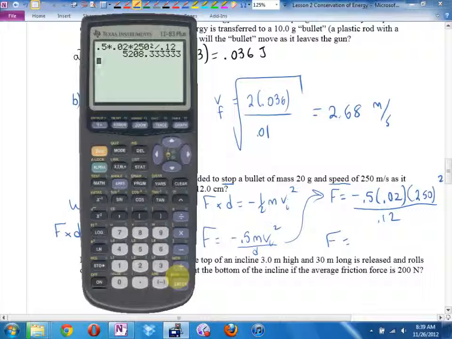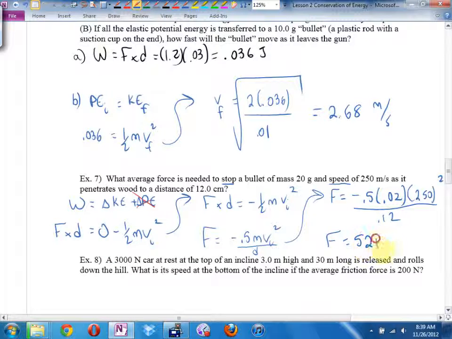Fair bit. Well, yeah, it's probably stopping a bullet's fairly tough. That's why even bulletproof vests, when people get hit by them, they hurt and break ribs and things. Okay. 5,210 newtons. And I dropped the negative in this case because I don't think it's a direction. Well, anyways, I asked for average force. I didn't give you any directions in the question, so I don't think you could say to the left or to the right.